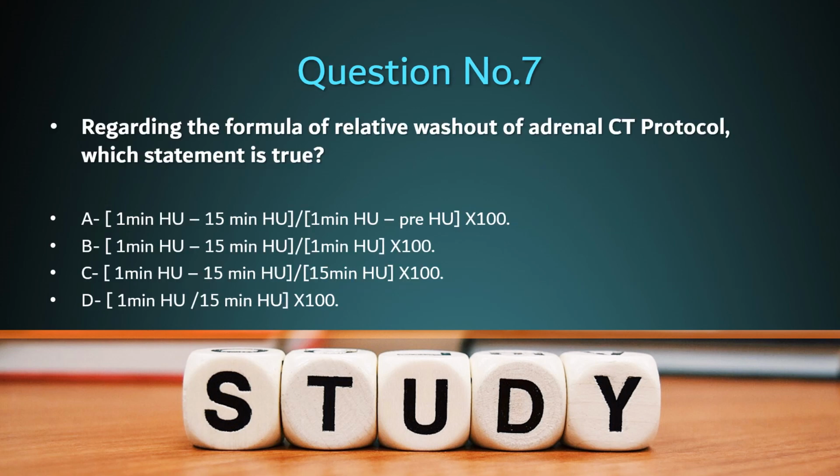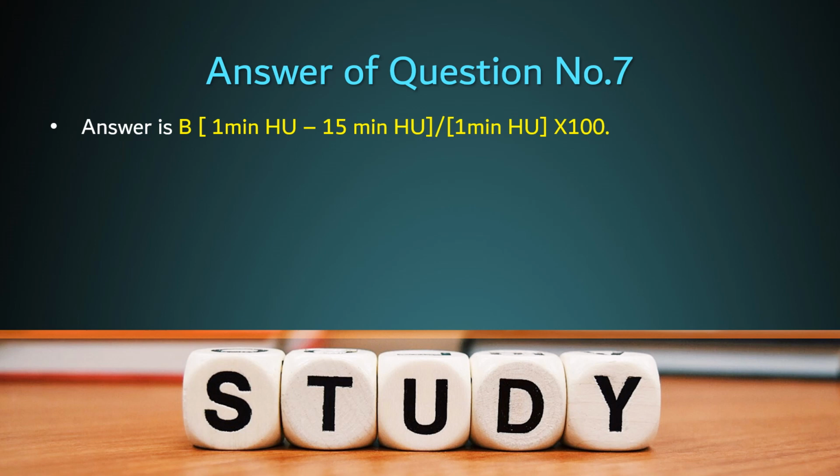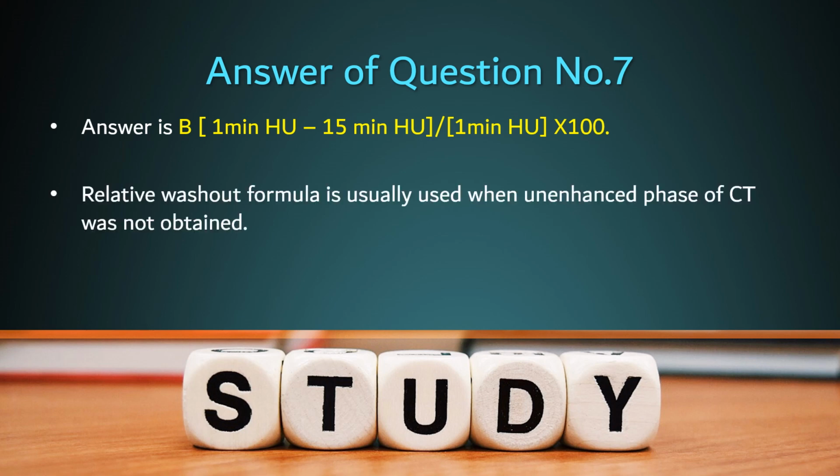Question number 7. Regarding the formula of relative washout of adrenal CT protocol, which statement is true? Please choose the right answer. The answer of this question is choice B, and we can realize that the equation doesn't contain the value of Hounsfield unit in unenhanced phase of CT, and this is simply because relative washout is usually used when unenhanced phase of CT was not obtained.